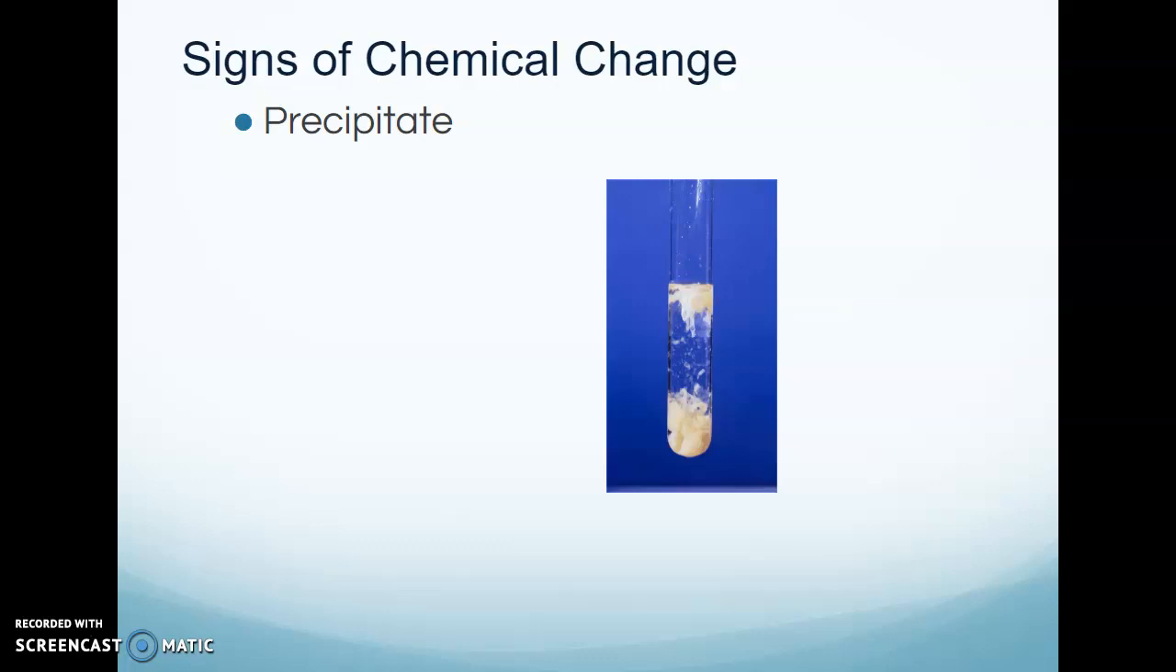The solution, for example within this test tube, looks more like a cloudy liquid. So a precipitate would be an example that a chemical change has occurred.